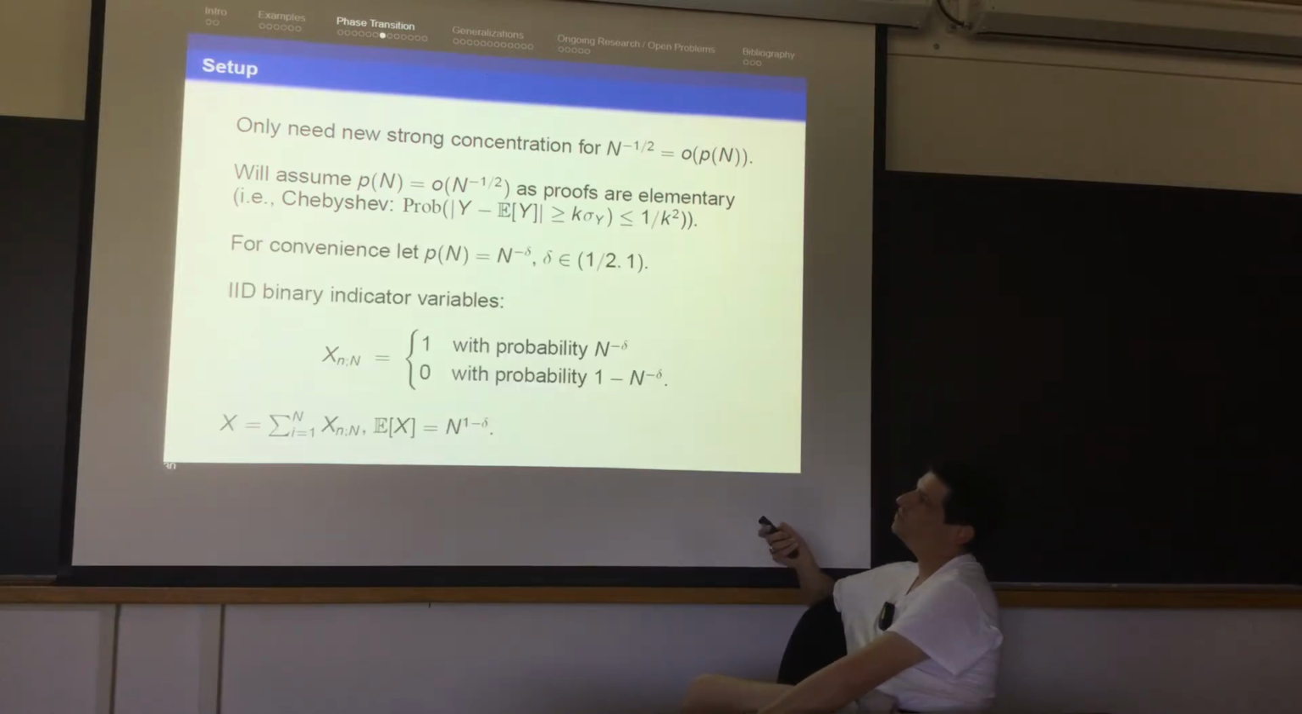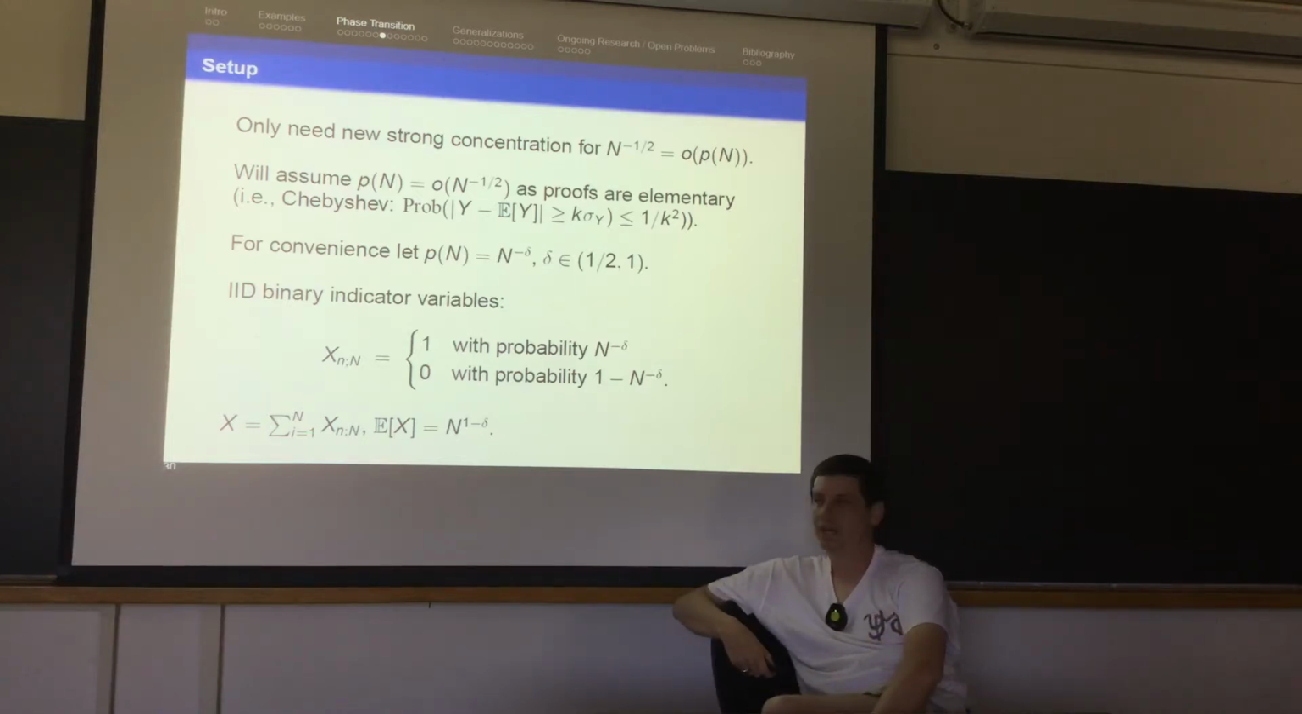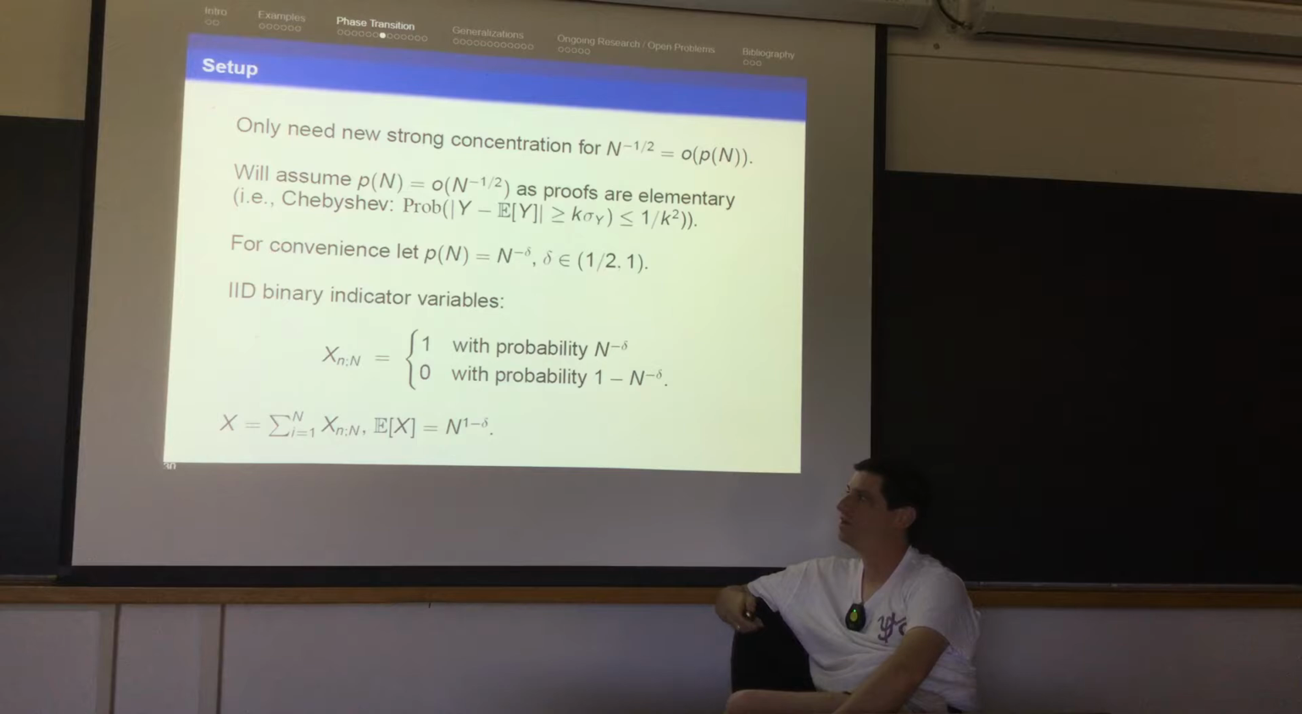So let p of n be n to the minus delta. And let's say delta is between 1/2 and 1, so it's decaying fast. So x_n will be 1 with probability n to the minus delta and 0 otherwise. So this is going to be 1 if we choose n to be in our set and 0 otherwise. And then the number of elements we have in our set is just going to be the sum of these indicators. And the expected value is going to be n to the 1 minus delta. You would get 1 with probability n to the minus delta, and there are n such terms. So the expected size is small.